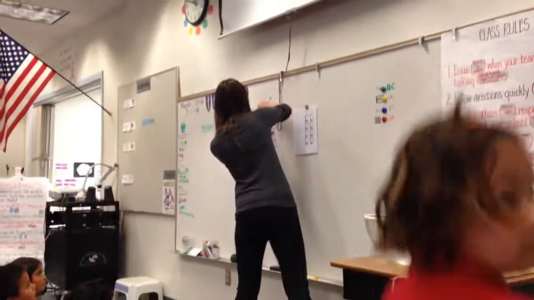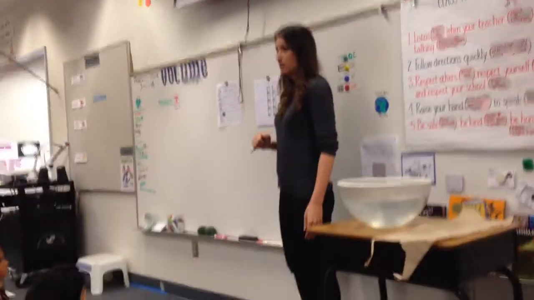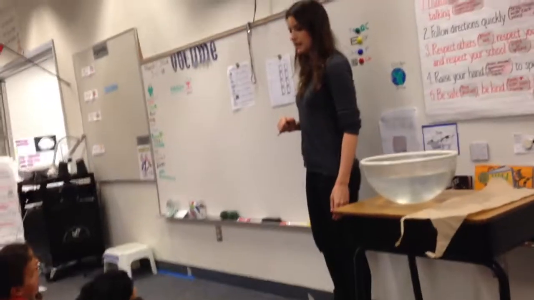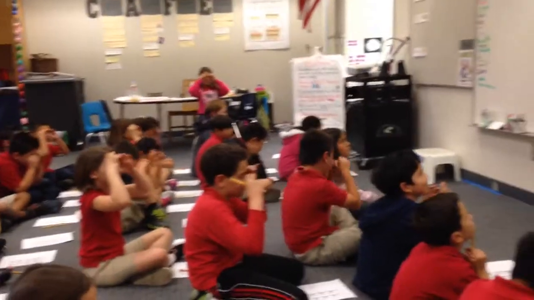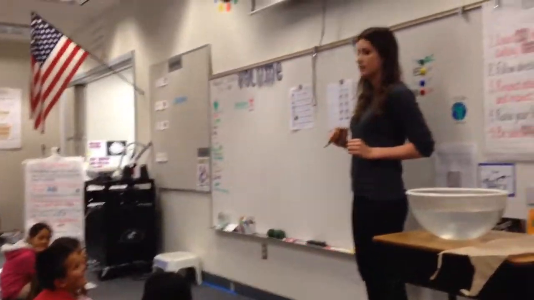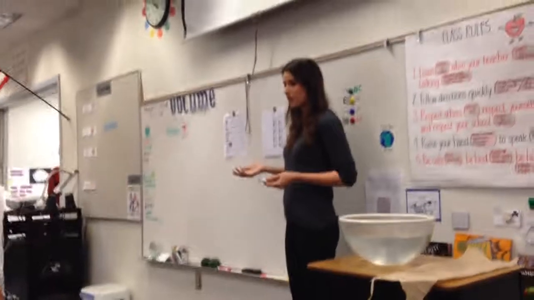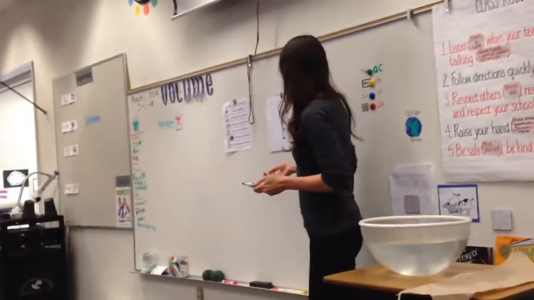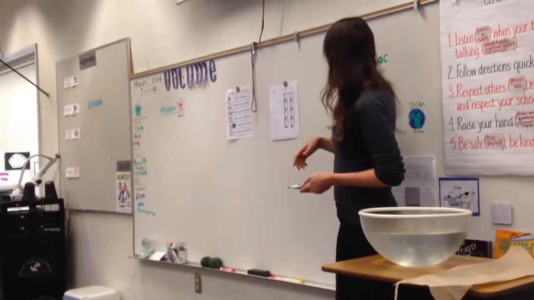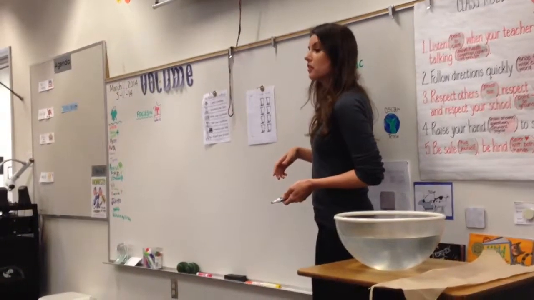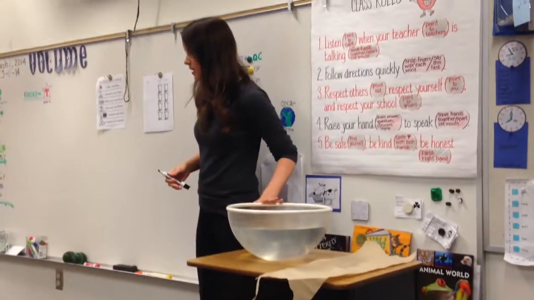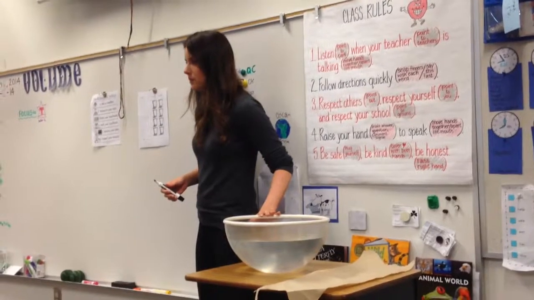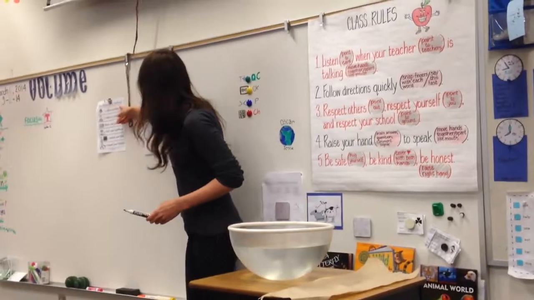Okay, so we are going to be scientists. So let's put on our scientist goggles. And we're going to do an experiment. So we're going to test something to see if it's true or not true. So we're going to see if these float. So we have this bowl of water here, and I brought some objects, and we're going to see if they float.